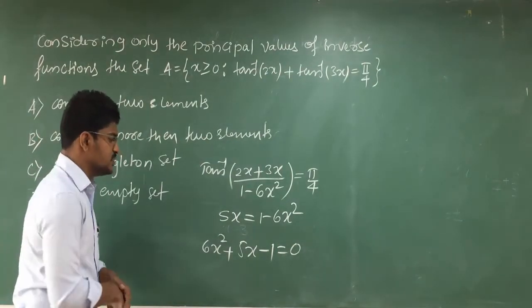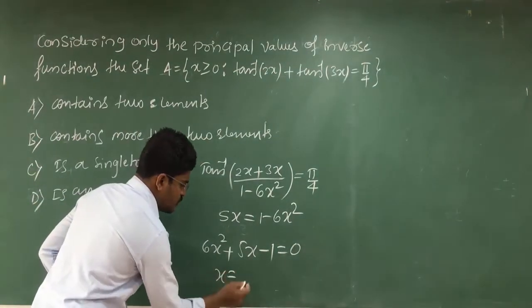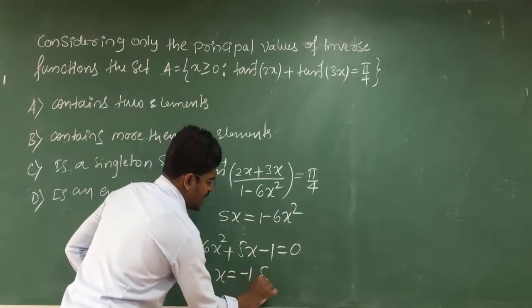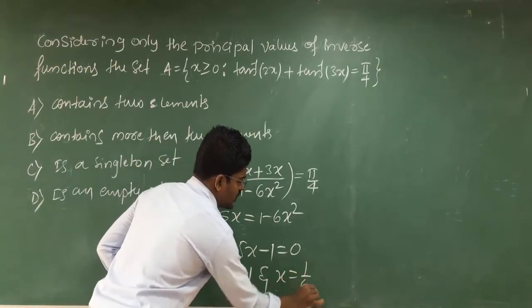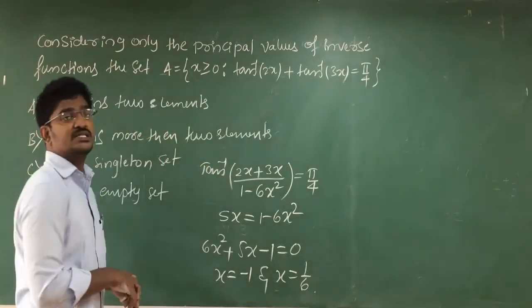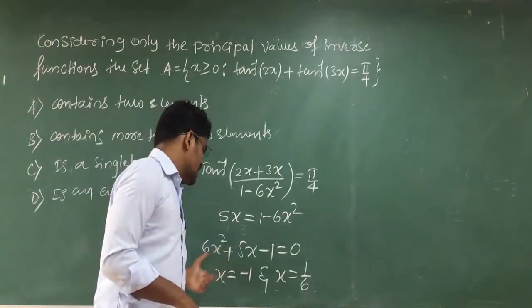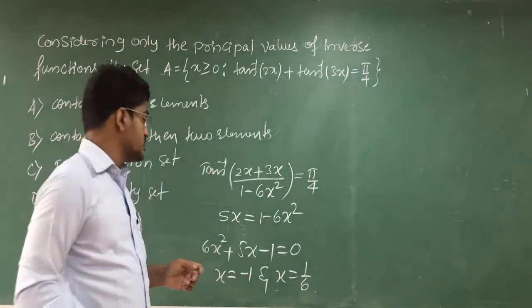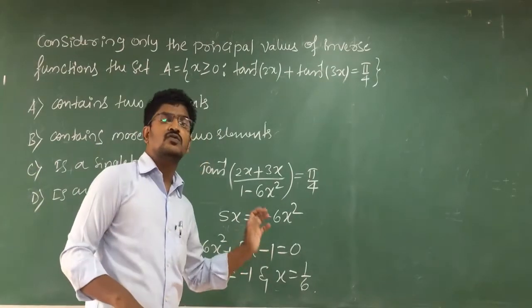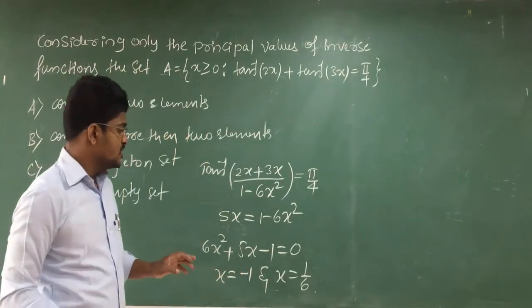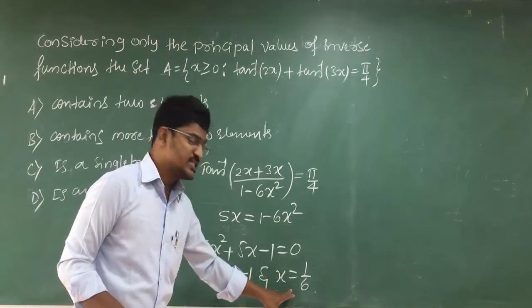If I simplify this algebraic equation, it will be x equal to minus 1 and x equal to 1 by 6. Very simple answer. So be very quick while solving the algebraic equations, that is x equal to minus 1 and x equal to 1 by 6. So therefore the answer is x equal to minus 1 and x equal to 1 by 6.